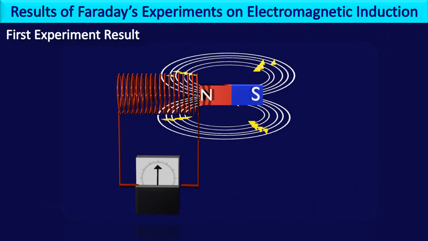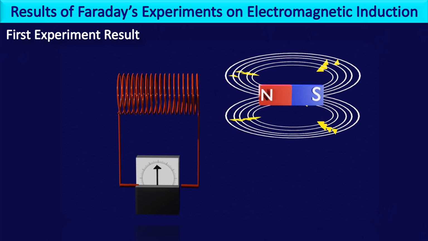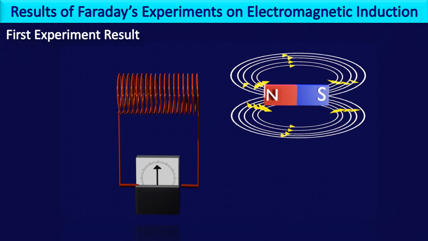At the same time, when the bar magnet is taken away from the coil, the magnetic flux linked with the coil decreases. The decrease in magnetic flux again induces an EMF in an opposite direction and hence an electric current flows in the opposite direction. So, there is a deflection in the galvanometer when there is a relative motion between the coil and the magnet.